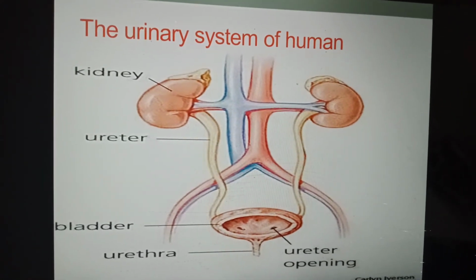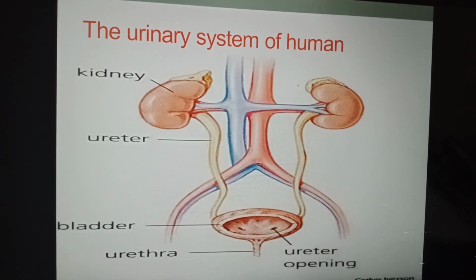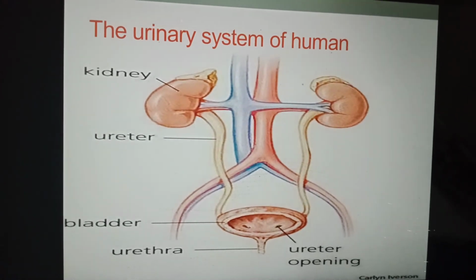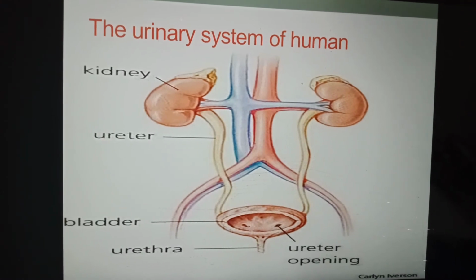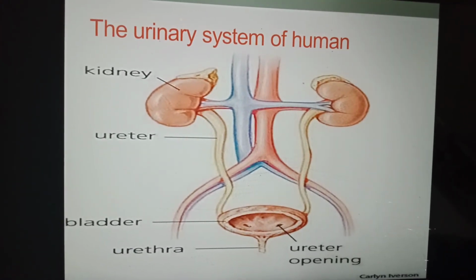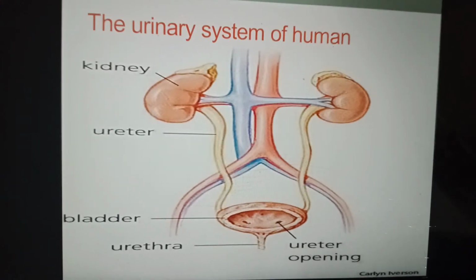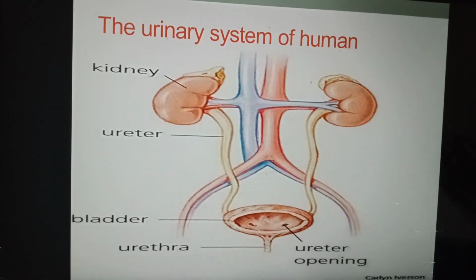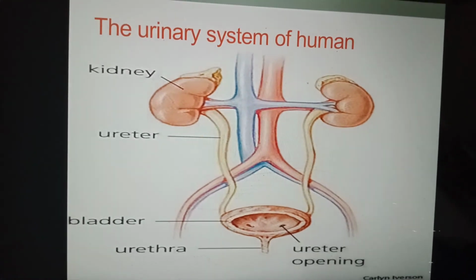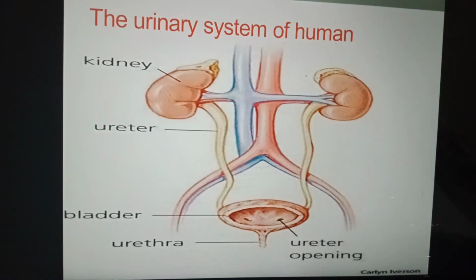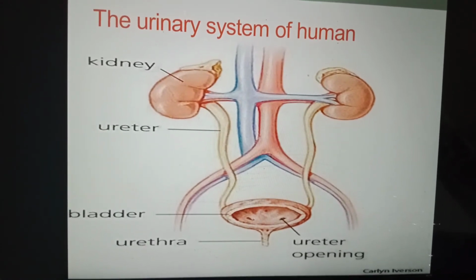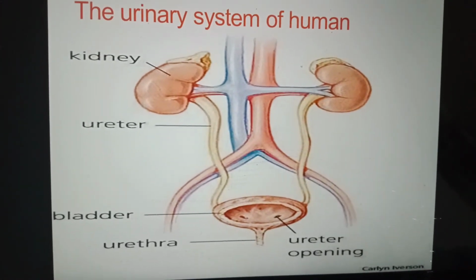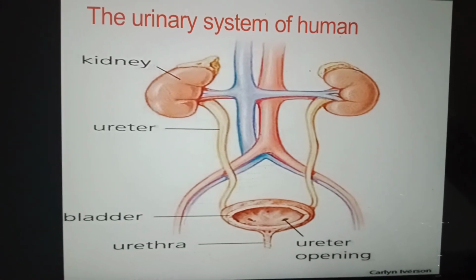Now I will talk about the urinary system of humans, which is also called the excretory system. Here you can watch the two filters, which are the kidneys, and a tube through which urine passes and moves toward the bladder. In the bladder, the urine stays for some time. Here is the ureter opening and the urethra, and from the urethra the urine is excreted out of the body.